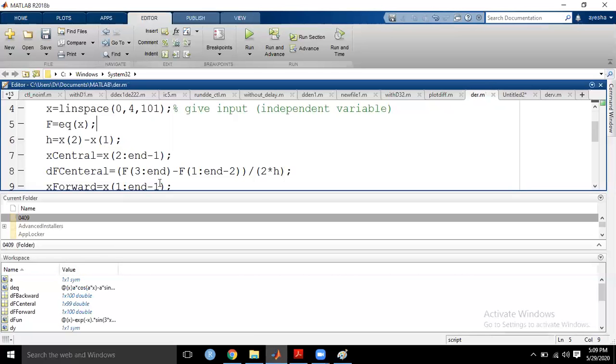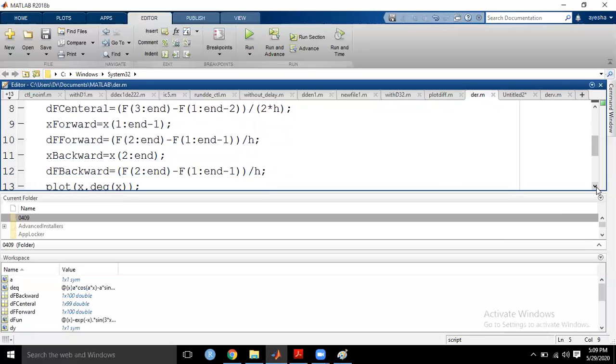Okay, next I have now typed here the x for the different formulas. For example, I have shown you the three formulas: the forward, backward, and center. So the first thing that I've shown you is forward, right? For the forward one, I'm saying that x is from the first x value till the second last value of x. Let us understand it with the help of the command window.